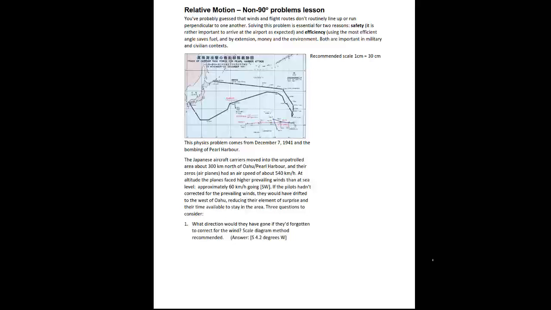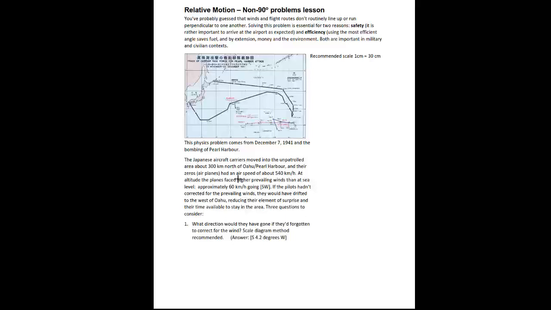And he launched a large number of airplanes known as Zeros from there that could travel at about 540 kilometers an hour, a bit faster if they needed to. And the prevailing winds around there go from the northeast to the southwest at about 60 kilometers an hour. If the pilots had been unaware of that and hadn't corrected in their navigation, what would the consequences have been? So on my recommended scale here, 1 centimeter equals 30 kilometers per hour.